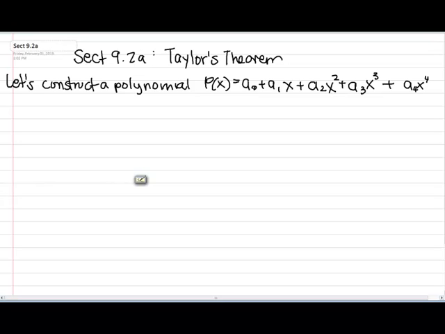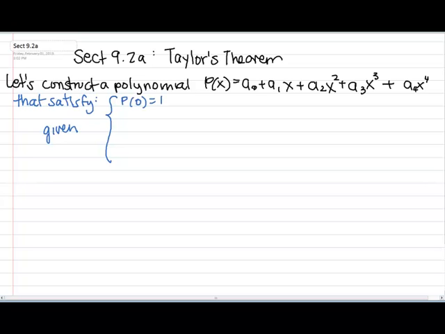Alright, so we're going to work on Taylor's theorem. I want us to construct a polynomial that fits this form: P of x equals a0 plus a1x all the way to a4x to the fourth. And I'm going to have some conditions. I want them to satisfy the given.